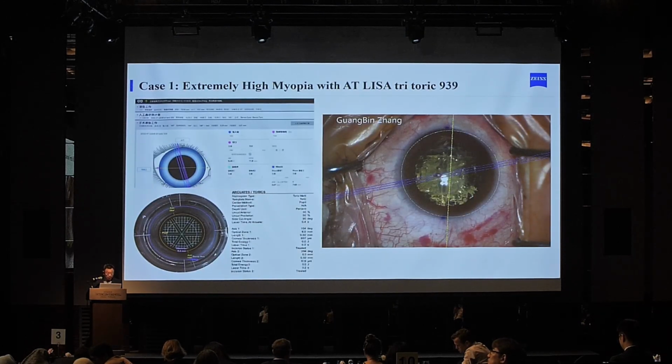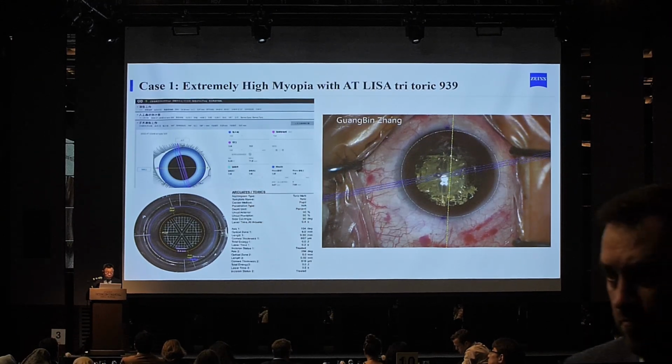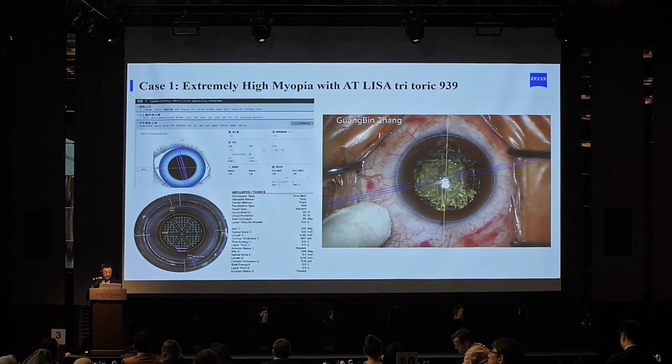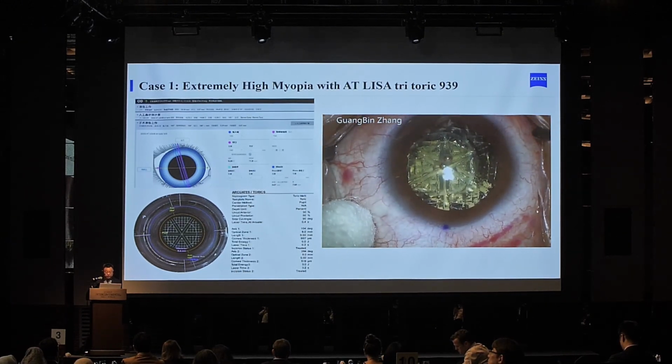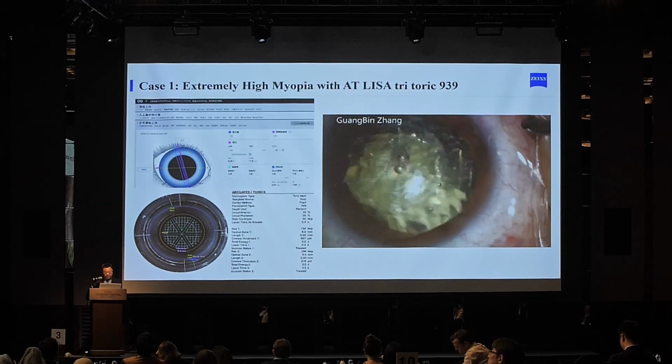In this case, we used the EQ Workplace to plan the target implantation axis, which was sent to Callisto eye directly. In addition, we used the latest model of the femtosecond laser device to perform corneal marking of the toric axis. The two measures showed high accuracy and consistency. This is the corneal mark made by the laser.